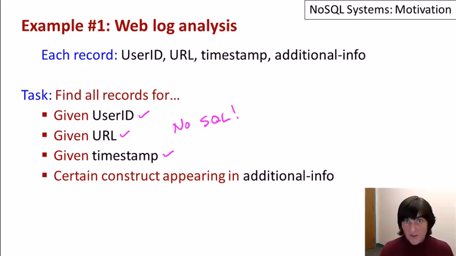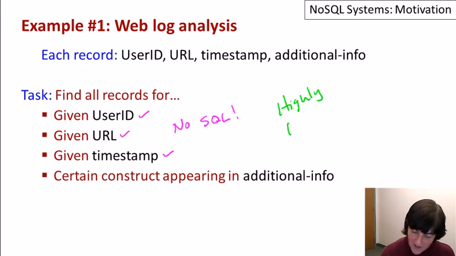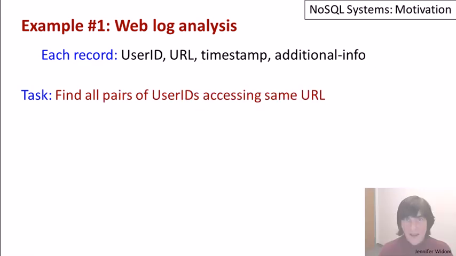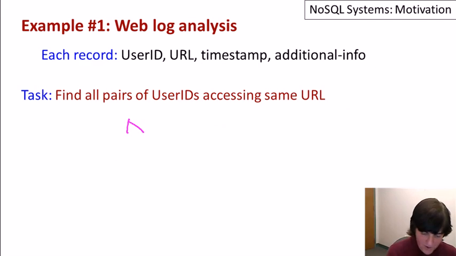The other thing to notice about all of these operations is that they are highly parallelizable. Each one of them, in fact, is just looking at the individual records. We could do everything in parallel, and exploiting parallelism when you have simple operations is one of the important aspects of most NoSQL solutions.